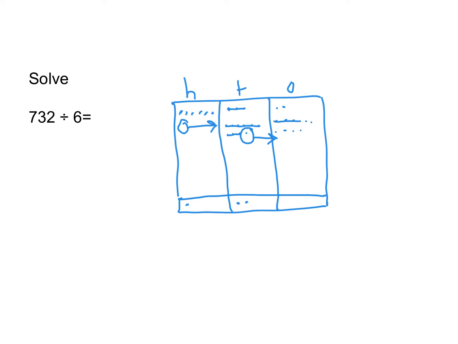I can cross off 1 group. And 1, 2, 3, 4, 5, 6, another group. So my answer, 732 divided by 6, is 122. And there is my answer.